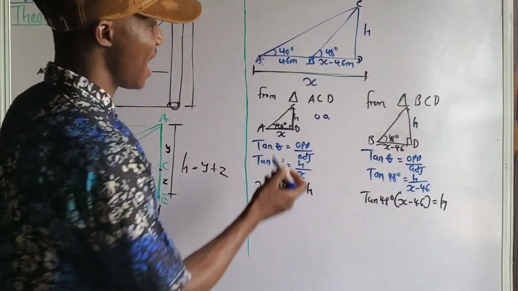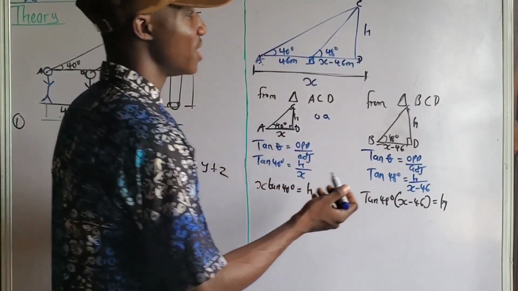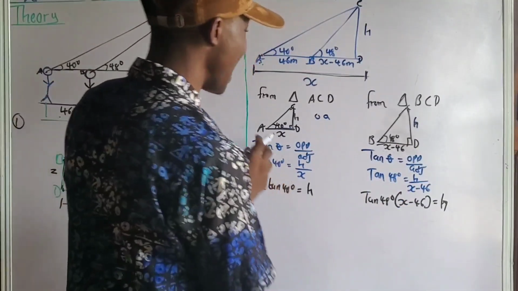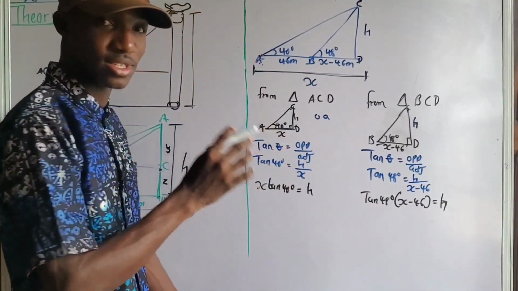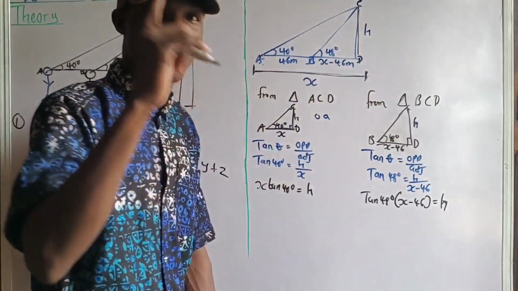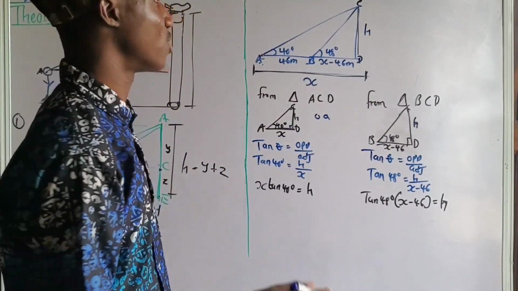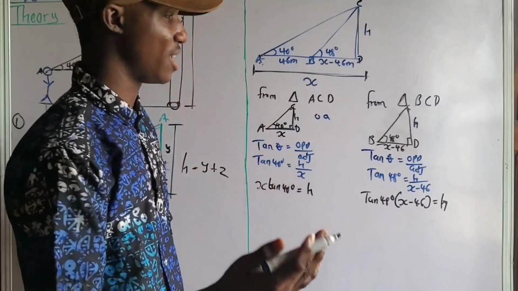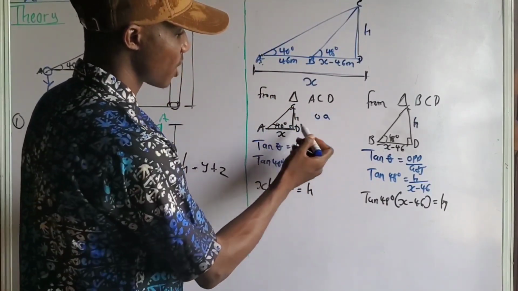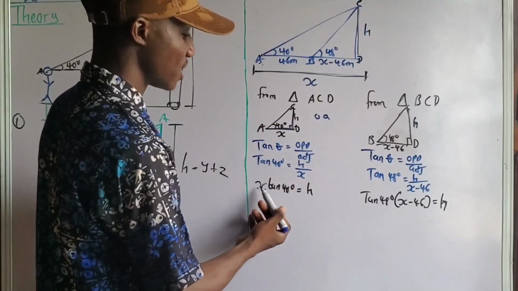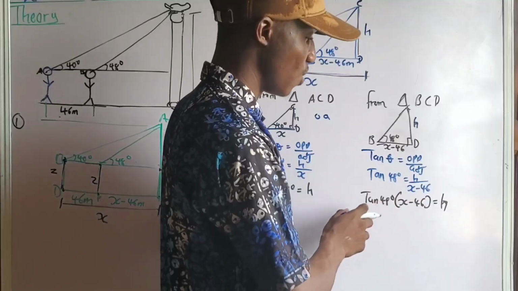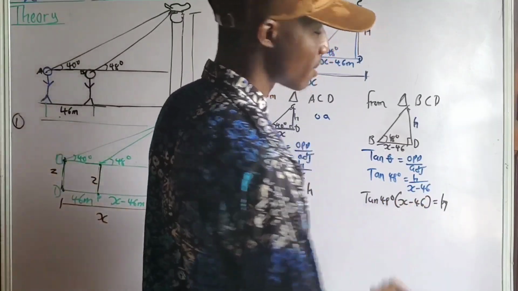The height for the bigger triangle is the same as the height of the smaller triangle. That is, the height of the triangle ACD is still the same height as that of triangle BCD. Do we have two heights? We only have a single height. Whether you are considering the bigger triangle or the smaller triangle, you are still going to have a single height. So for the bigger triangle, which is triangle ACD, height is x tan 40 degrees. And for the smaller triangle, height is tan 48 degrees multiplied by x minus 46.